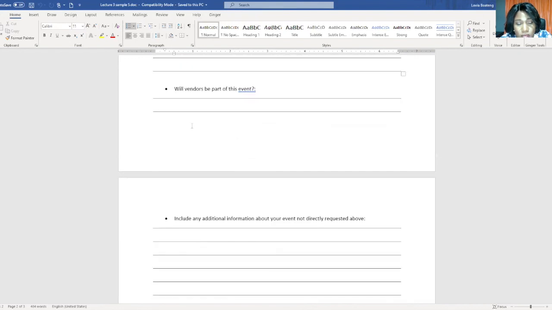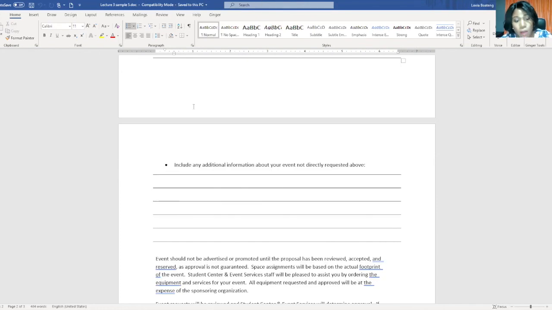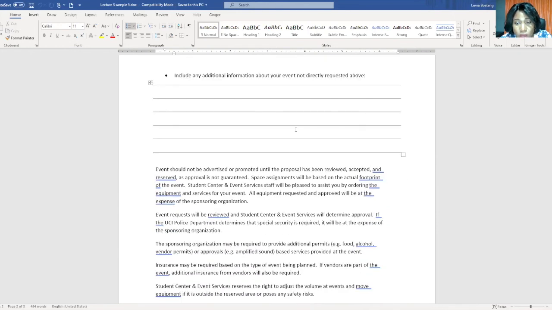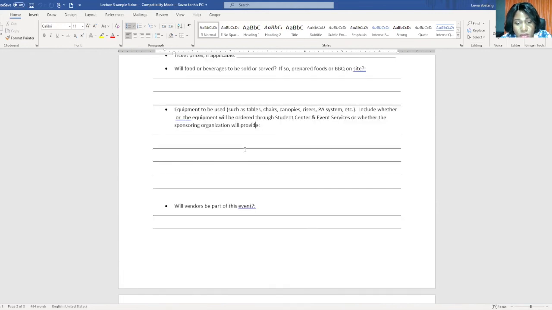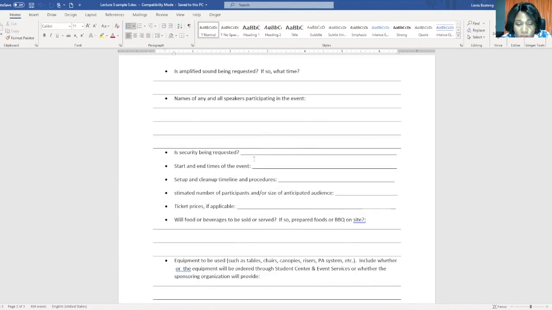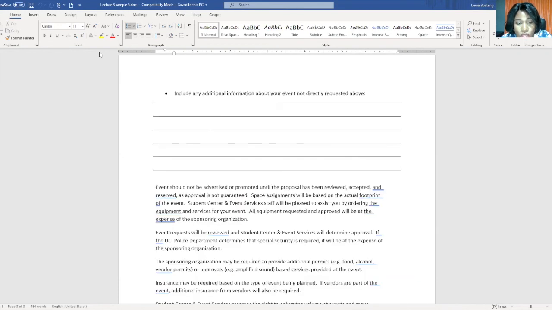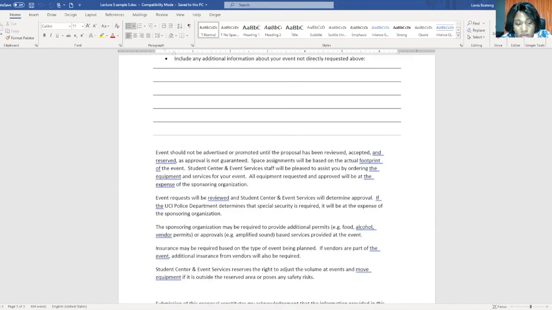And again, you have to indicate whether vendors will be part of this event, because vendors will need space. So it means that if vendors will be part, there will be extra canopies, extra tables, extra chairs, and there will be an extra number of people, right? And then you have to include any additional information about your event not directly requested above. So in case there's something that you will need to ensure that the event is smoothly organized that is not indicated above, you get the opportunity to include it in this section or perhaps in an additional document.